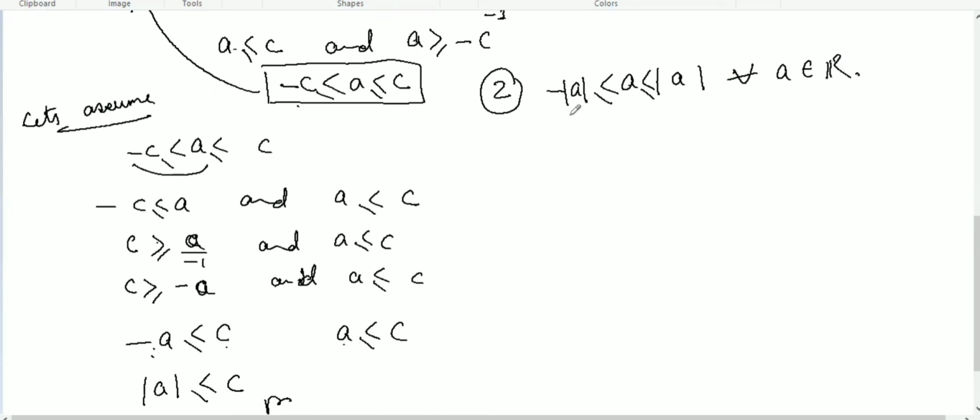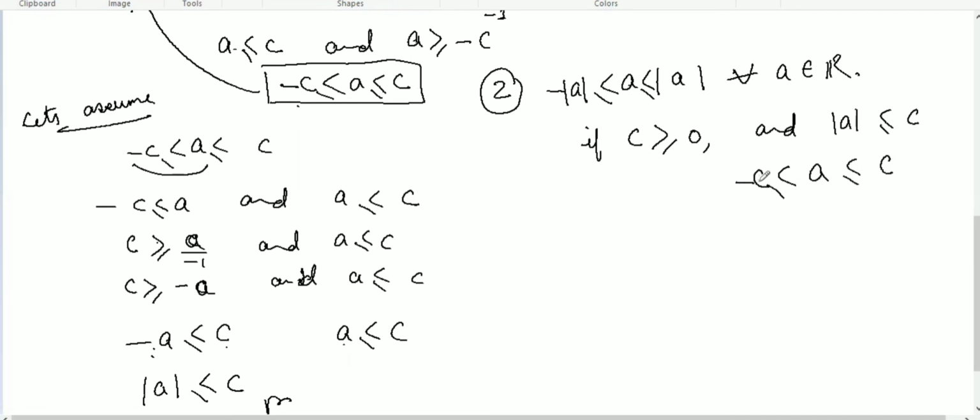Here we will use the first property. The first property says if C is greater than or equal to 0 and absolute value of A is less than or equal to C, then, as we just proved, A will be greater than or equal to minus C and less than or equal to C. Starting here with the absolute value of A less than or equal to C, it implies that A is greater than or equal to minus C and less than or equal to C.